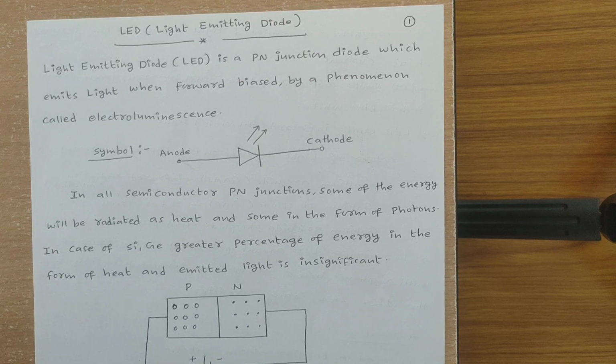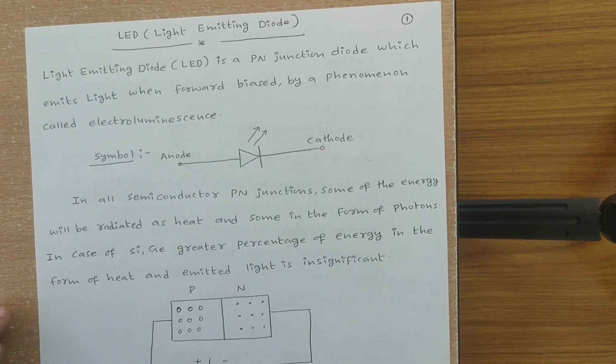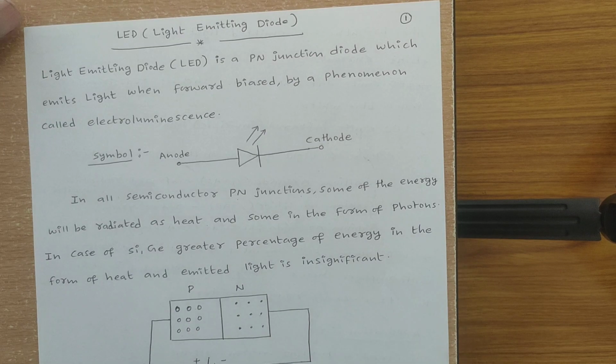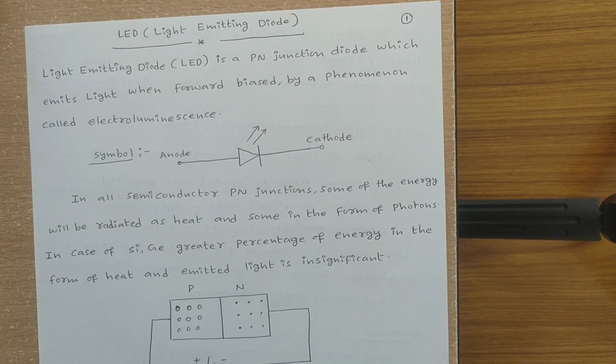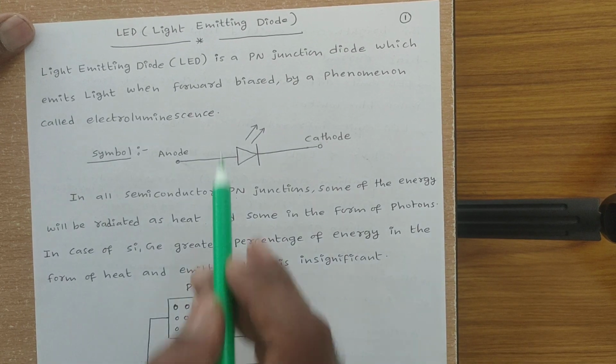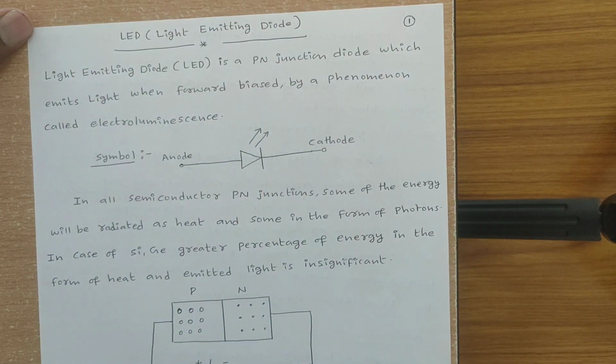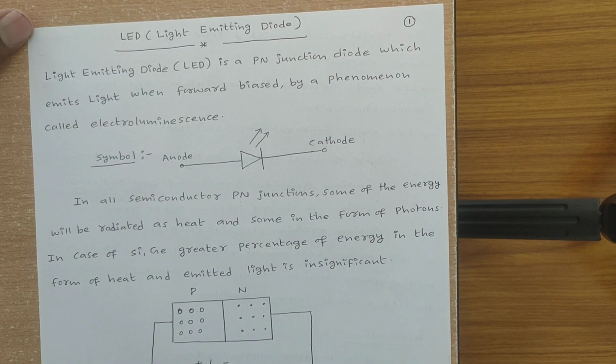LED is nothing but a light emitting diode. See here, LED is a normal PN junction diode which emits light when it is in forward bias, by a phenomenon known as electroluminescence.